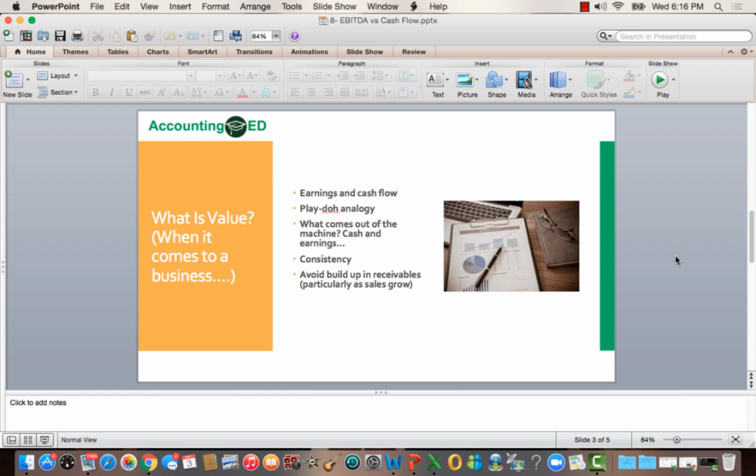Now, I'm going to set aside for right now the fact that you might have a unique piece of intellectual property or something unusual in that regard. But on a basic level, earnings and cash flow, and I like to use the Play-Doh analogy, where just like a Play-Doh machine, what you put into the Play-Doh machine is capital, cash, and other assets. You turn the crank of the Play-Doh machine, that is making a product or service, and what comes out the other end is earnings and cash flow.